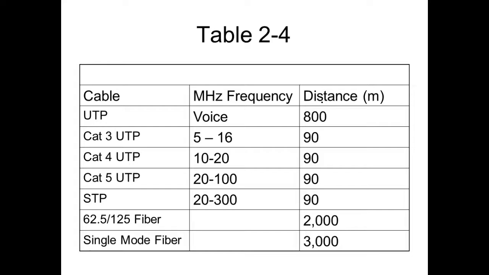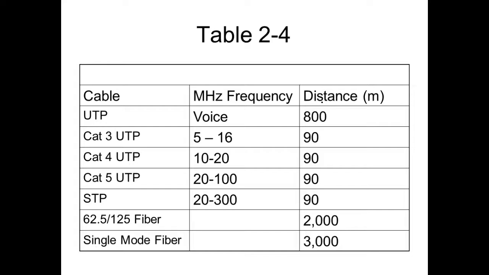So we're up to Cat 6. My chart stopped at Cat 5. We're up to Cat 6, that's version E. So you can just take the speeds and go up. But Cat 5 cable is rated at 20 to 100 megahertz. So we're rated at 100 megahertz.